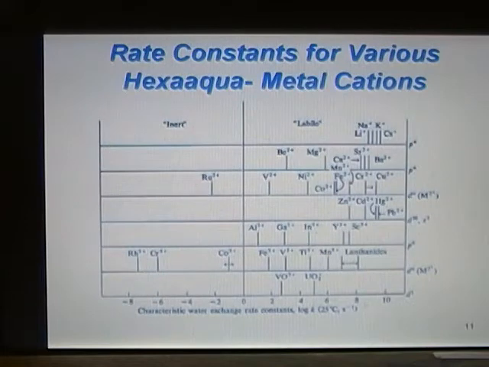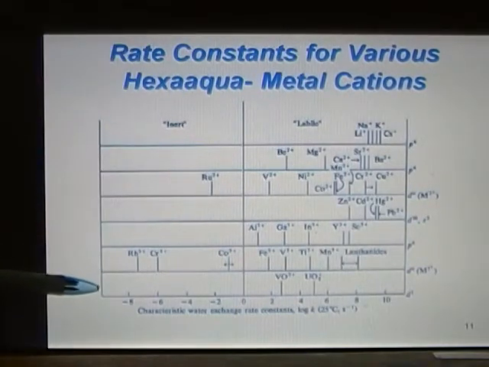So let's look at some data for the water exchange reaction. Remember, we're exchanging radio-labeled water with non-radio-labeled water. We're going to look at how labile the compounds are, and try to draw some conclusions from this data.